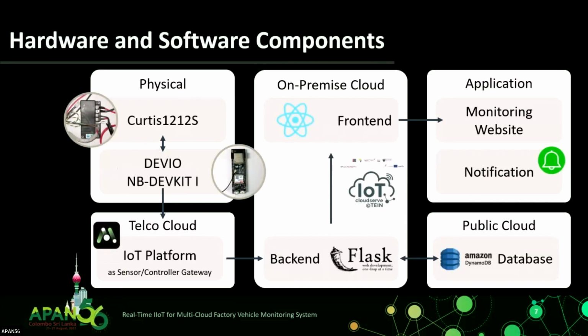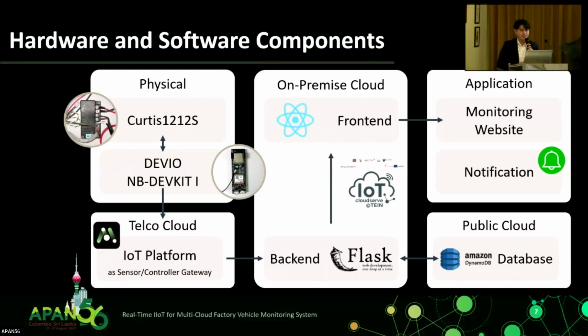Here are the hardware and software components that I used to design this system. The motor drive is the Curtis 1212S, and the microcontroller is the Devio NB DevKit1. More explanation will come later. For the telco cloud we use Magellan, which works together with the Devio. In the backend we use Flask, and in the front end we use React. The front end and back end are deployed on the IoT cloud server at Tian, which is the on-premise cloud that we use. And for the database, we use DynamoDB.